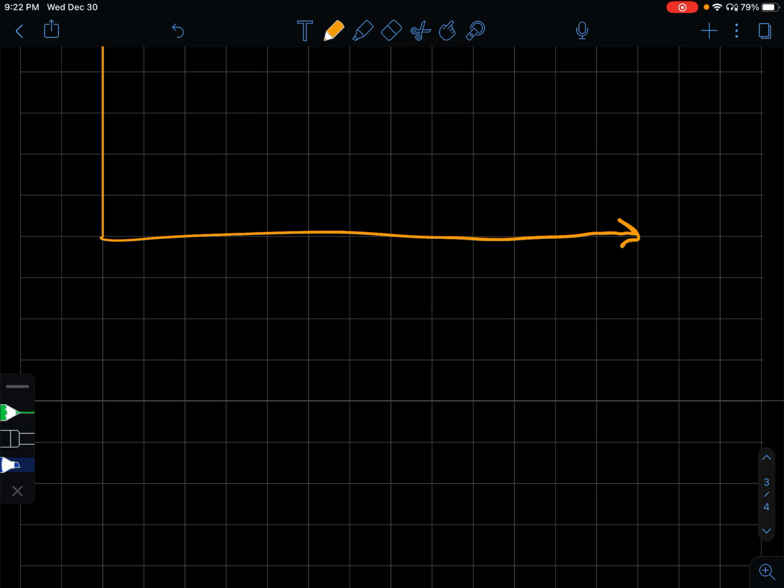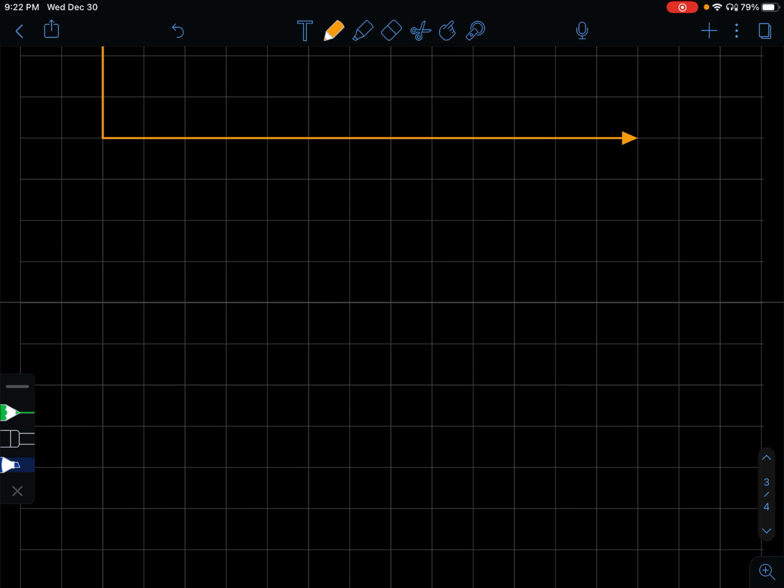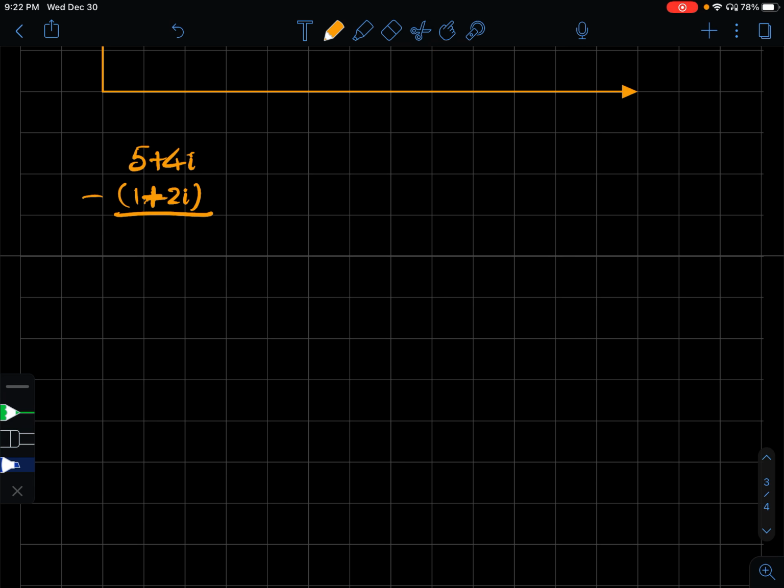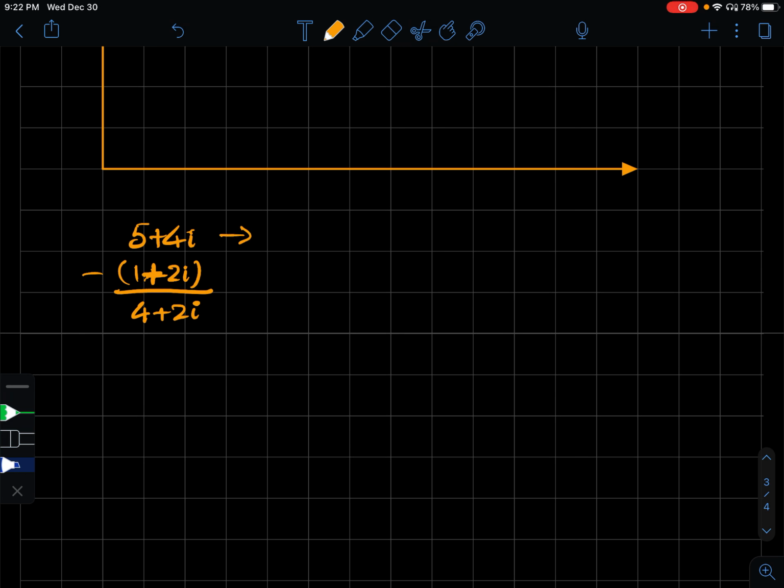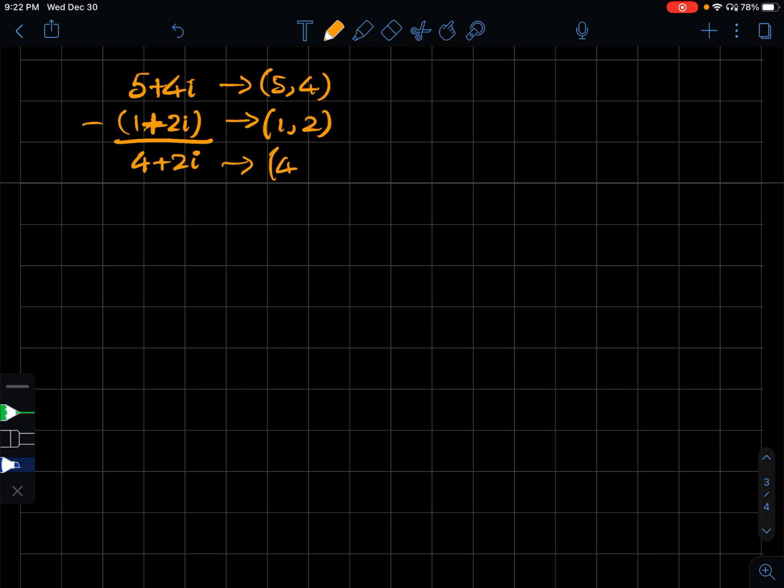Now, let's take the same numbers, 5 plus 4i, and I want to subtract 1 plus 2i. What will I get? Now let's just solve it without actually graphing it. If I subtract, I'll have 4 in the real part, 2 in the imaginary part to get 4 plus 2i. Then let's graph these points. This corresponds to the point 5, 4. This corresponds to the point 1, 2. And finally, 4 plus 2i is the point 4, 2.